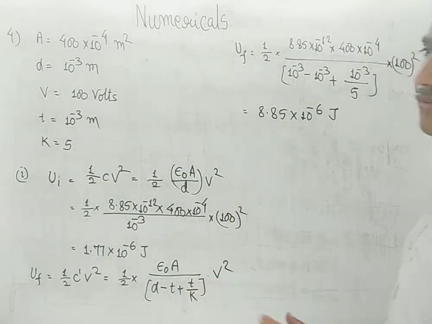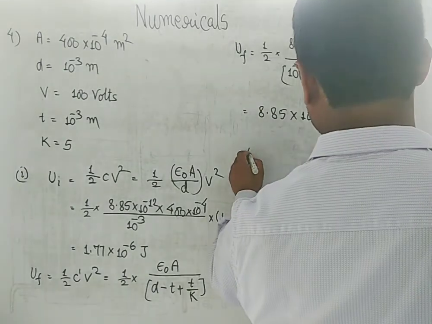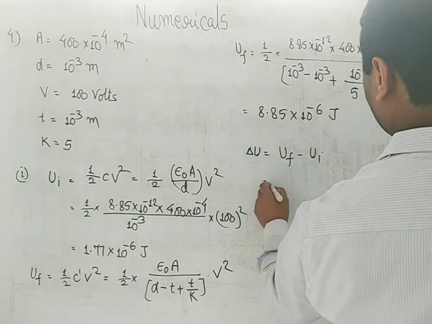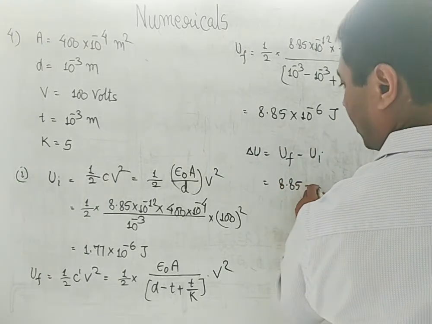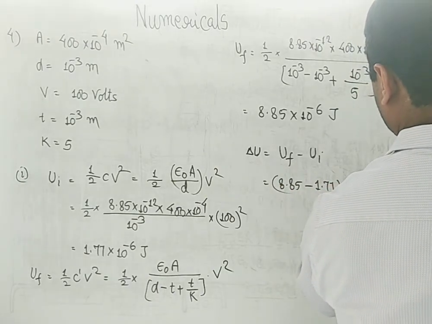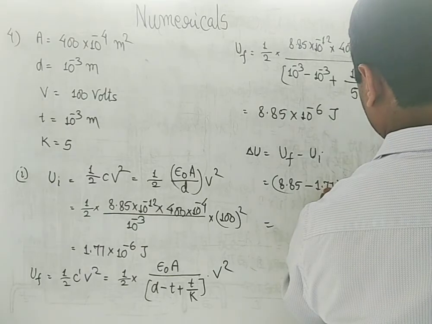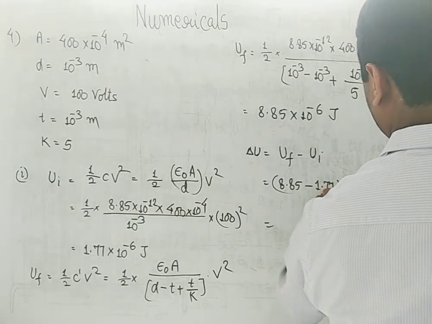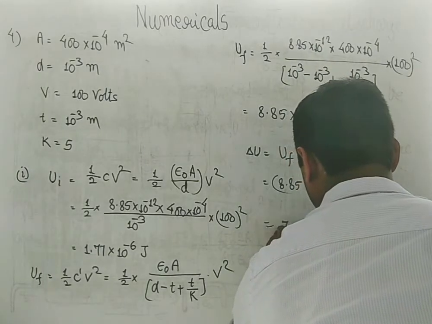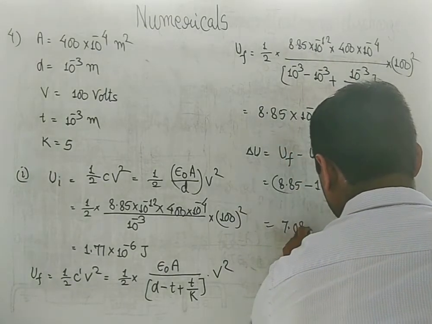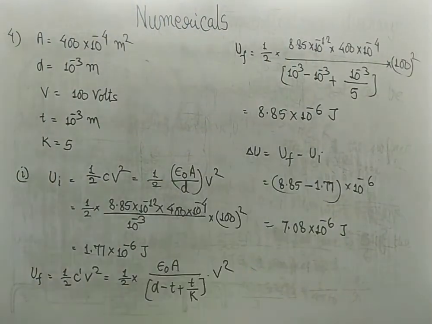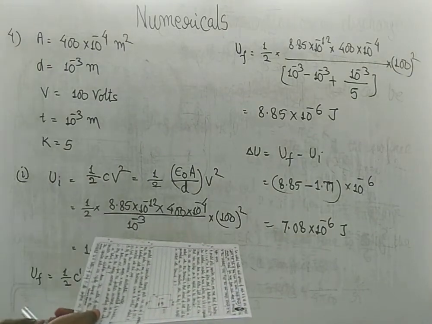Now we can talk of the change in energy. So delta U equals Uf minus Ui, and we have 8.85 minus 1.77, into 10 to the power minus 6. So we have here 7.08 into 10 to the power minus 6 joule. So this is the final answer for the first part of the question.